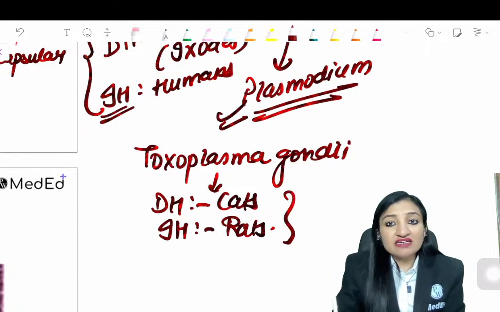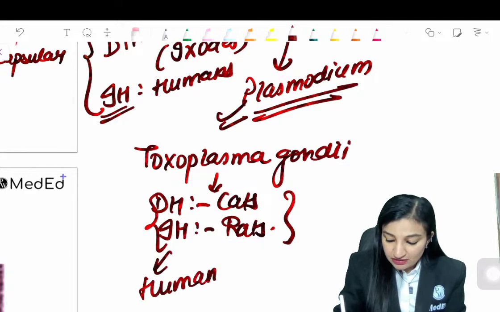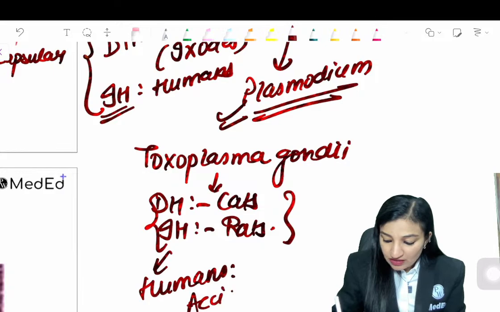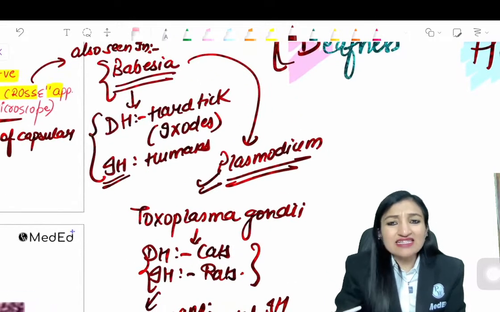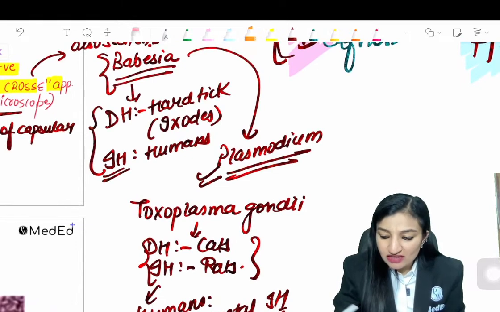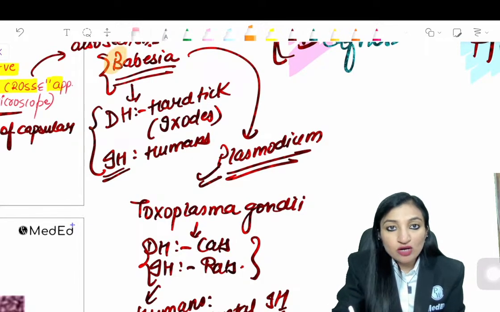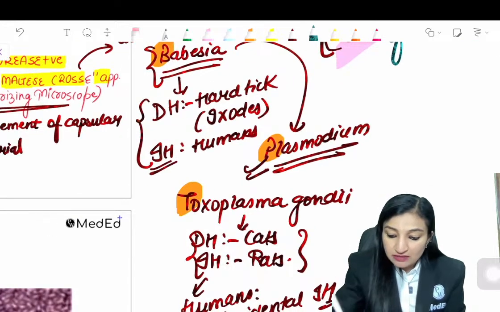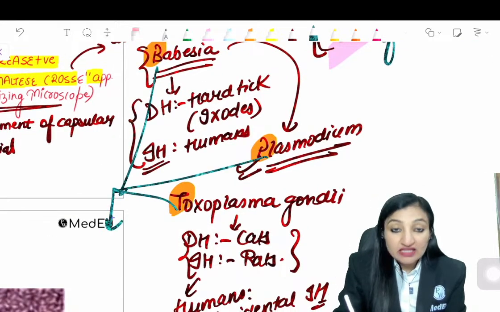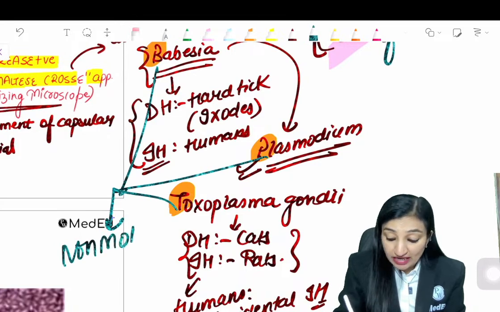rats. Then between rats and cats, what are we doing? We humans can be accidental intermediate hosts. Now, is there anything common between these three organisms? Amongst these three organisms, B for Babesia, P for Plasmodium, T for Toxoplasma. All these three, guys, are what? They are examples of non-motile protozoa.